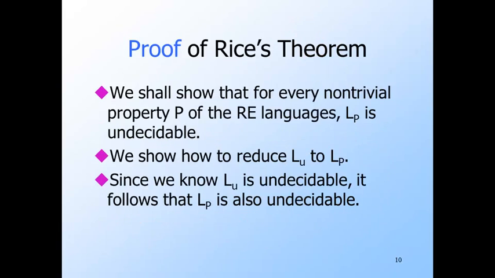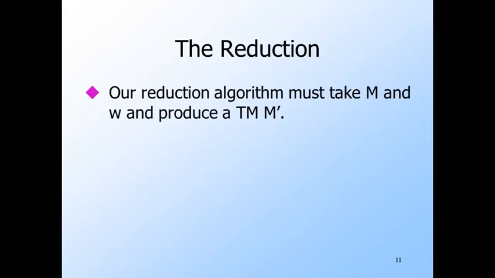We're now ready to prove Rice's theorem. The idea is that we can reduce L sub U to L sub P for any non-trivial property P. Then, since we know L sub U is undecidable, it follows that L sub P is undecidable. Here's how we reduce L sub U to L sub P. The input to L sub U is a Turing machine M and an input W for M. The output will be the code for a Turing machine M prime.